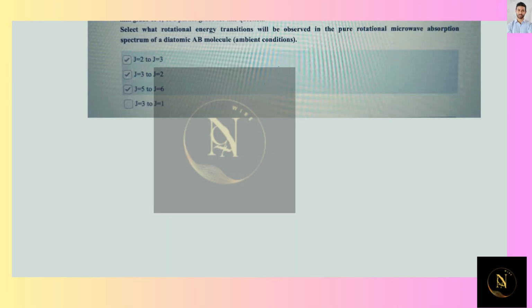Here we have a question regarding the rotational energy transitions in the rotational microwave absorption spectrum of a diatomic molecule. Remember that for rotational spectroscopy, the selection rule is that delta J needs to be equal to plus or minus 1.